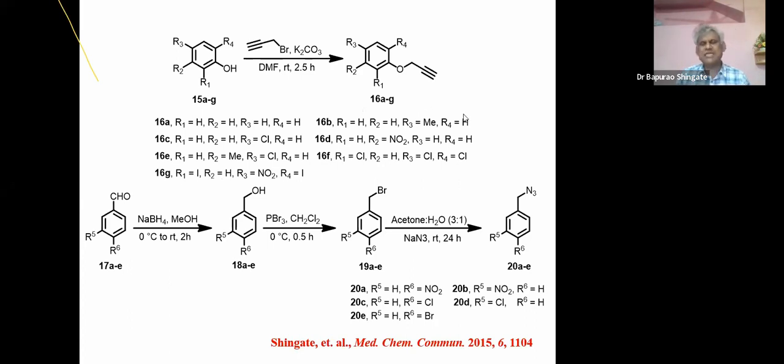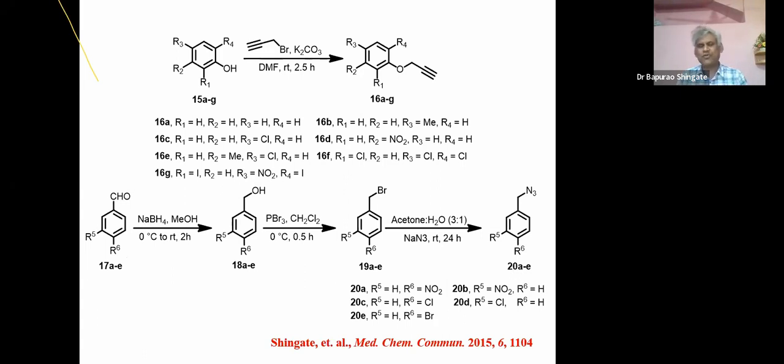Later on, we need a terminal azide, and these terminal azides were prepared from commercially available benzaldehydes. The aldehyde group on reduction using sodium borohydride, a mild reaction condition, gives the alcoholic OH group, that is benzyl alcohol. On reaction with phosphorus tribromide, PBr3, it gives benzyl bromides, and these benzyl bromides on reaction with sodium azide via nucleophilic substitution lead to the corresponding benzyl azides.